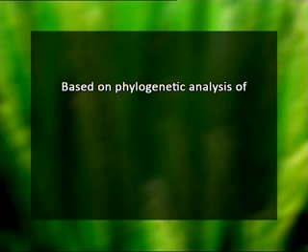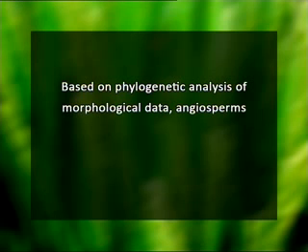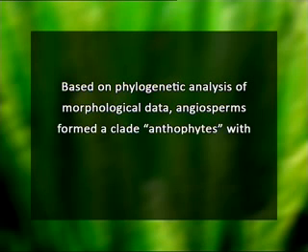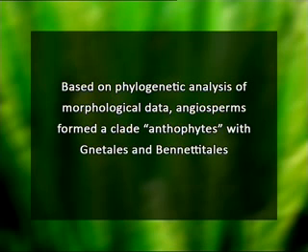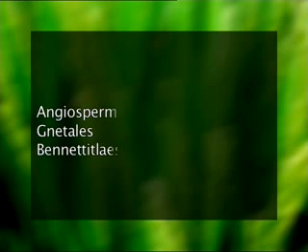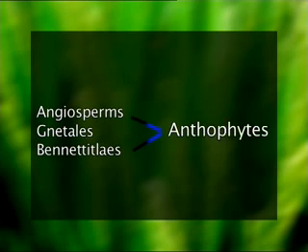Based on the phylogenetic analysis of morphological data, it was concluded that angiosperms formed a clade, a monophyletic group, with Gnetales on one side and Bennettitales on the other side. This group, angiosperms, Gnetales and Bennettitales together, was referred to as anthophytes. The name anthophyte was in relation to the flower-like reproductive structures.